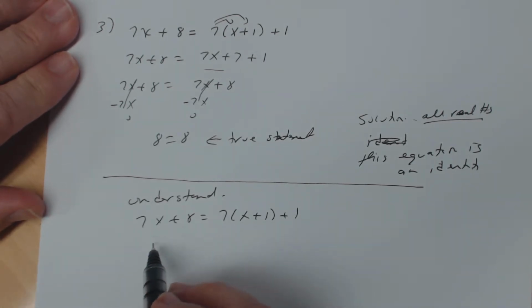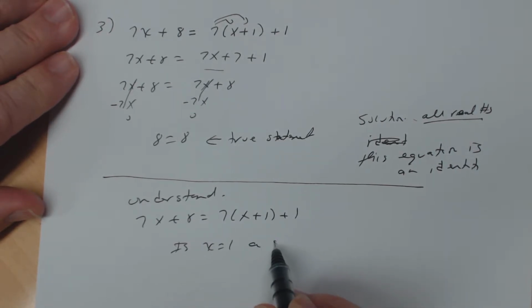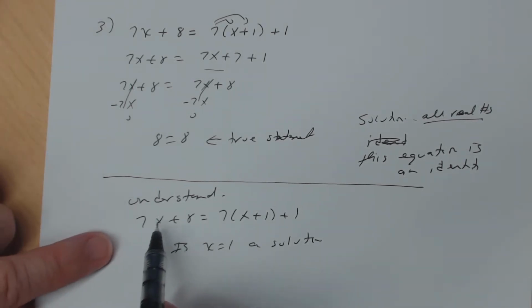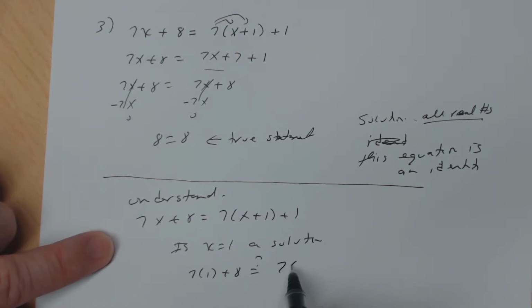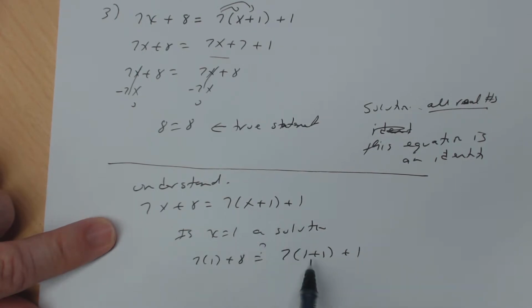So if you want to try, let's say x equal 1, is x equal 1 a solution? Where we see x, you plug in 1. So I get 7 times 1 plus 8, and I want to see if that's going to equal 7 times 1 plus 1 plus 1. 7 times 1 is 7. 7 plus 8 is going to be 15. Over here, that's going to be 7 times 2 plus 1, and that's 14 plus 1, which is 15.